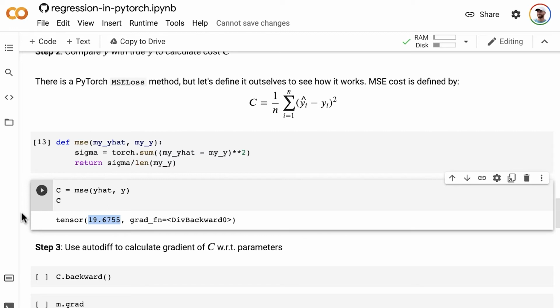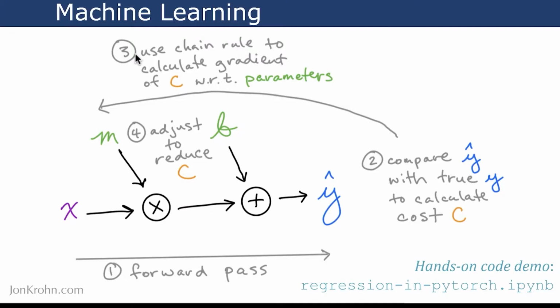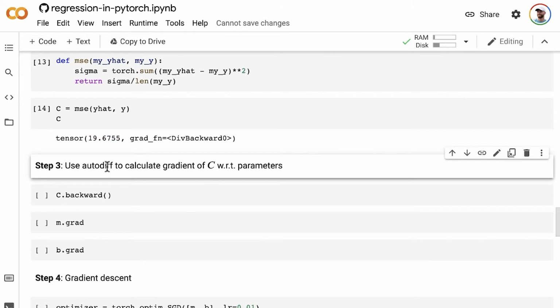So let's see if we can go through the remaining steps, step 3 and 4 in our machine learning process, and get this cost down. So step 3 was this step here where we use automatic differentiation. We use the chain rule to calculate the gradient, the slope of cost with respect to our model parameters, M and B. So you could do it by hand if you know partial derivative calculus.